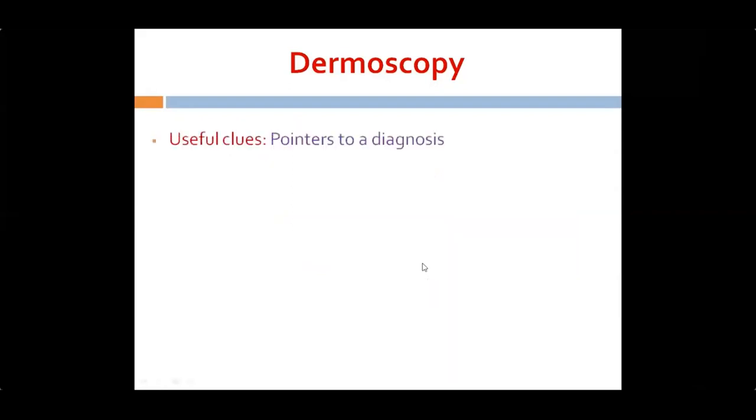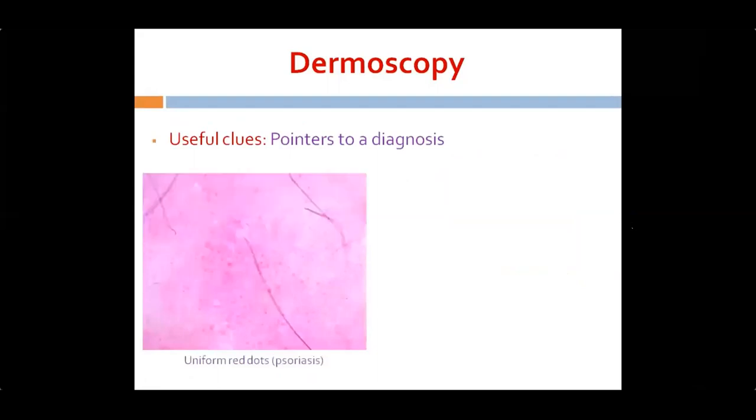So now coming to the useful clues, as I told, usually pointers to a particular diagnosis. For example, regular distribution of uniform red dots is seen in psoriasis, and these are highly suggestive of psoriasis, and can be considered as a specific useful clue.